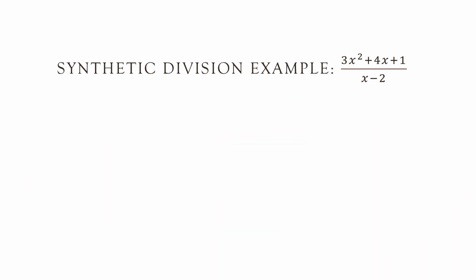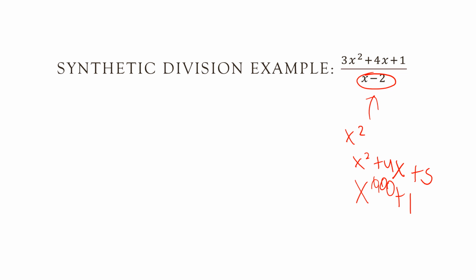Let's try synthetic division. So one important thing to know about synthetic division is that you can only use it when this is a linear term. So it can only be things like x minus 6, x minus 4, x plus 8, and it cannot be things like x squared, or x squared plus 4x plus 5, or x to the power of 900 plus 4. It can't be things like that. It has to be linear.